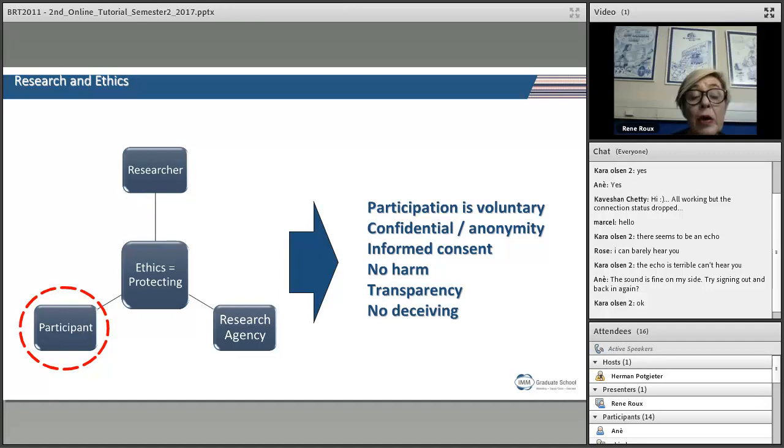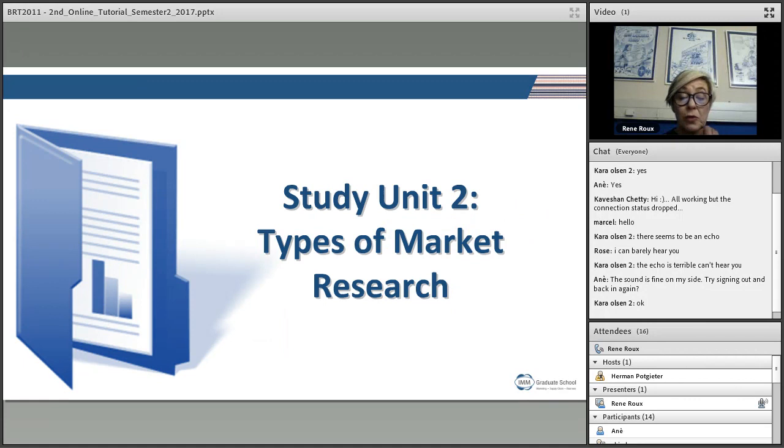And in all my years, I have never used a supplier that wasn't a member of SAMRA, because it was, to me, very, very important that that research supplier is ethical and that they abide to the rules, the minimum standards. Okay, so that's study unit 1.